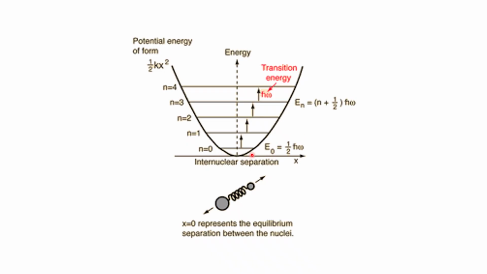So n with the value of 0 indicates the lowest energy level for the vibrational motion. Therefore, this is also known as the ground vibrational state. The energy at this ground vibrational state is equal to 1/2 multiplied by the reduced Planck constant multiplied by the vibrational frequency. So it shows that the molecule possesses a minimum energy, which is called the zero-point energy. The molecules are vibrating even though they are occupying the ground vibrational energy level.